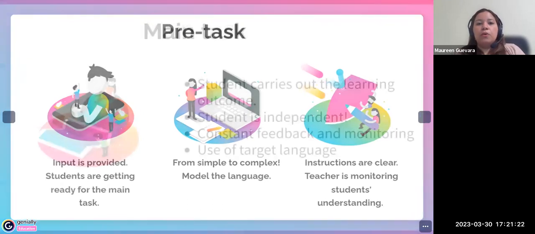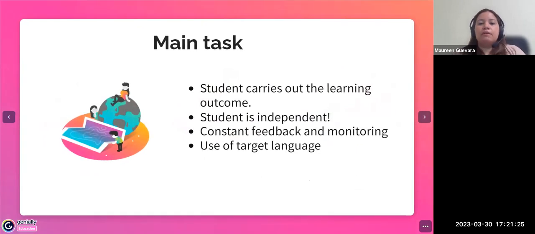Okay, so when we talk about the main task, now the students are going to carry out the learning outcome. The students are the ones who are going to be independent. Remember that the pre-task is a little bit more controlled. We as teachers have more control of the environment, of the activities, etc. But once they are ready, once they already have the input, we are going to move to the main task. And students are going to be independent. They are going to use the language.